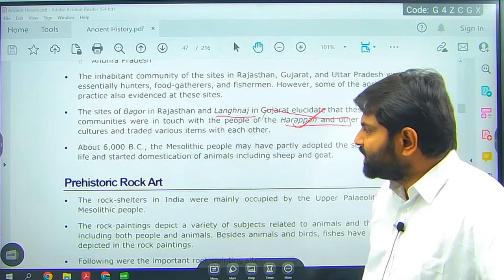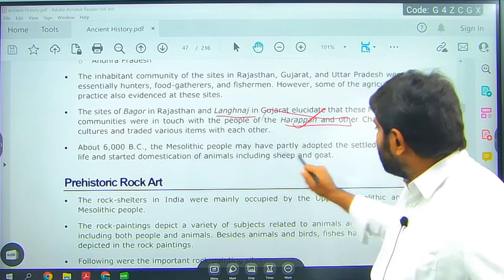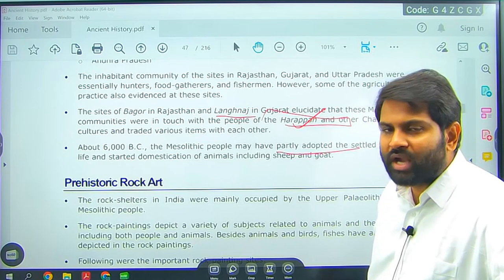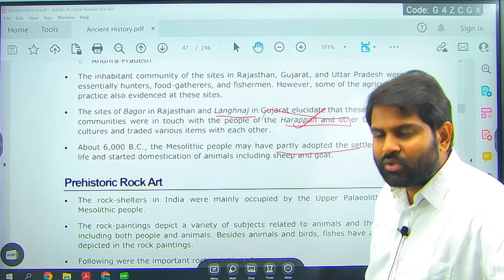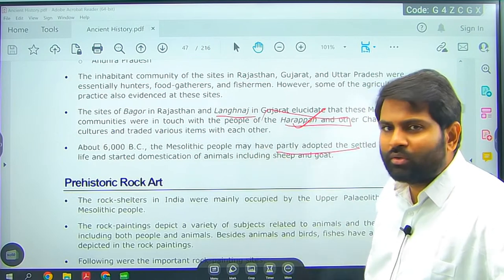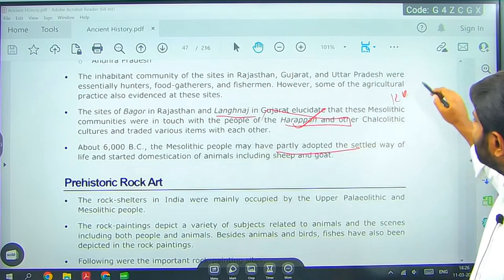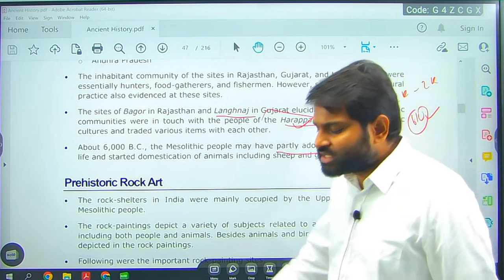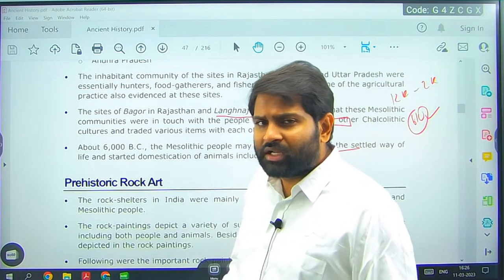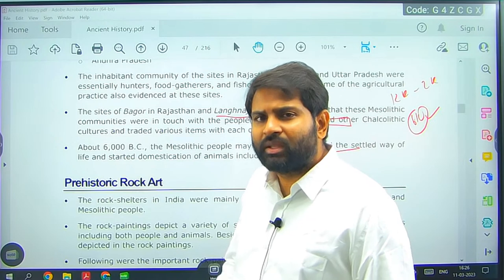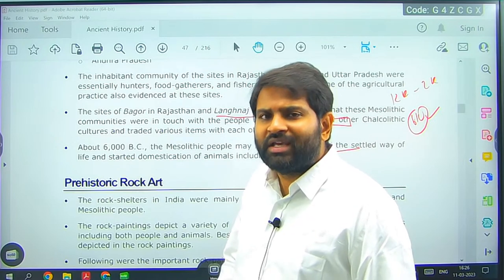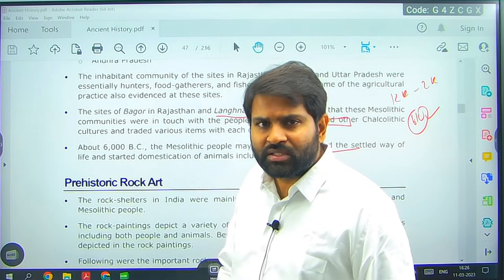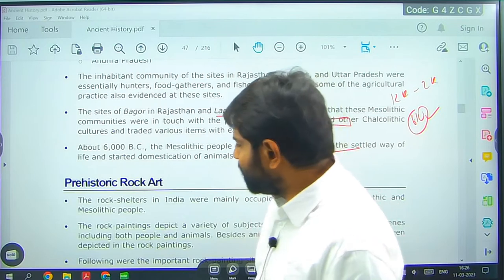About 6000 BC, the Mesolithic people may have partly adopted a settled way of life, and domestication of animals, including sheep and goats, started. So beyond Mesolithic, as I said, from 12,000 to 2000 is this particular timeline. Around 6K, they started a settled form of life where they constructed houses, where rituals come into the picture, religion will come into the picture. Hunting, gathering to domestication of animals, then agriculture, then granaries, then pottery, all this will evolve in technology.